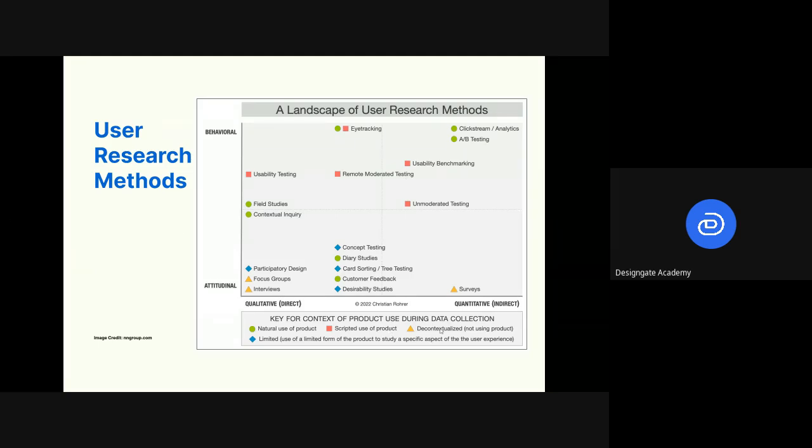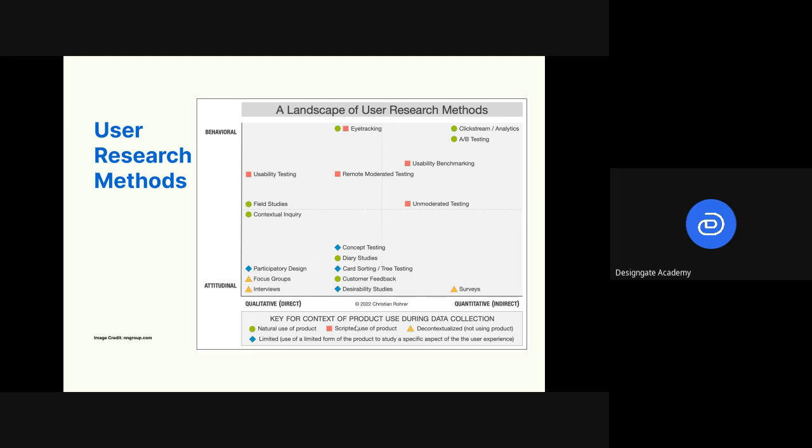Now, what of decontextualized use? This is when people are not currently using the product, and it is mainly used when you are still even coming up with the product. Remember, natural use of product is when the real customers are already using the product. Scripted use is like when you have a prototype of the product, so you call people in-house. It's not the real product. You call specific people to come and test it.